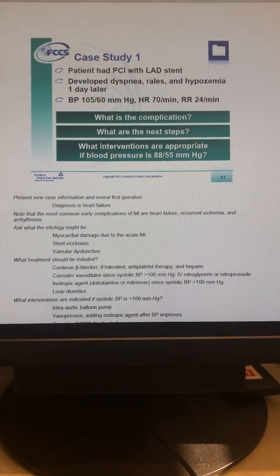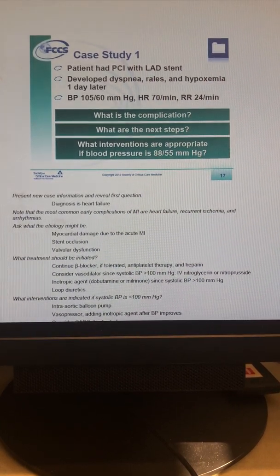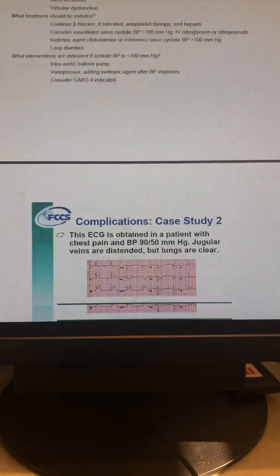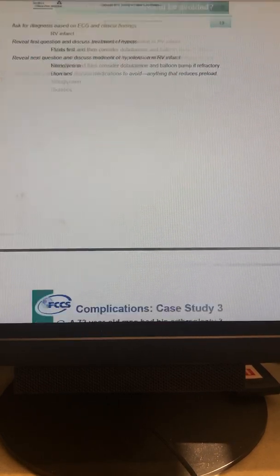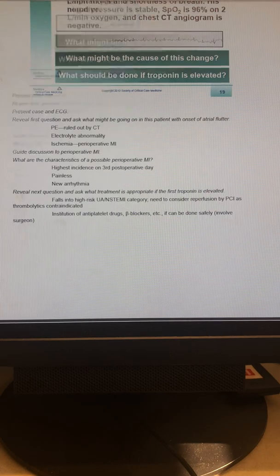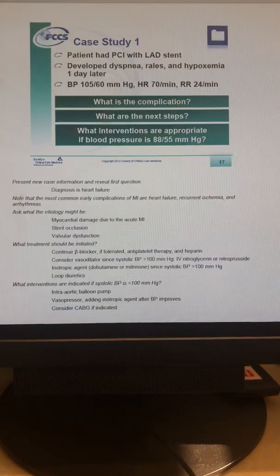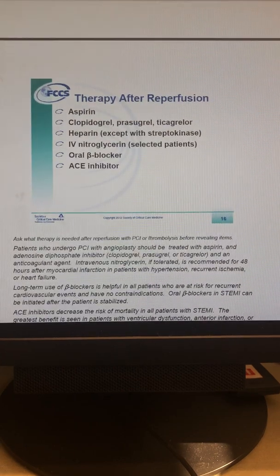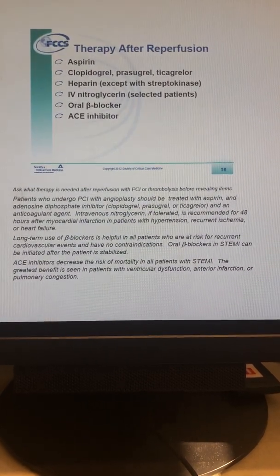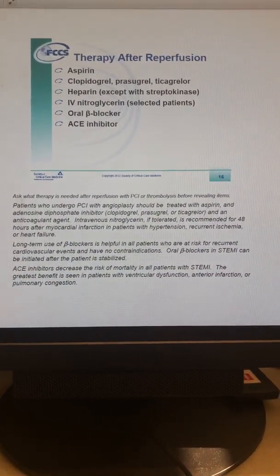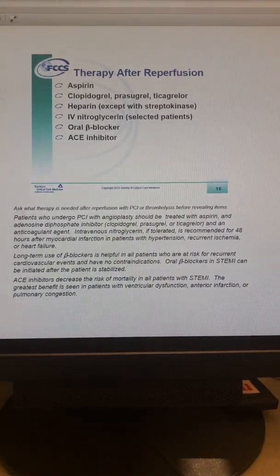So after we put a stent in them, what do we keep him on? Actually, no, scroll back up. It's the therapy after reperfusion slide. Yeah, so we keep him on aspirin. We keep him on either Plavix or Brilinta. That's what you're going to see the most in our hospital.